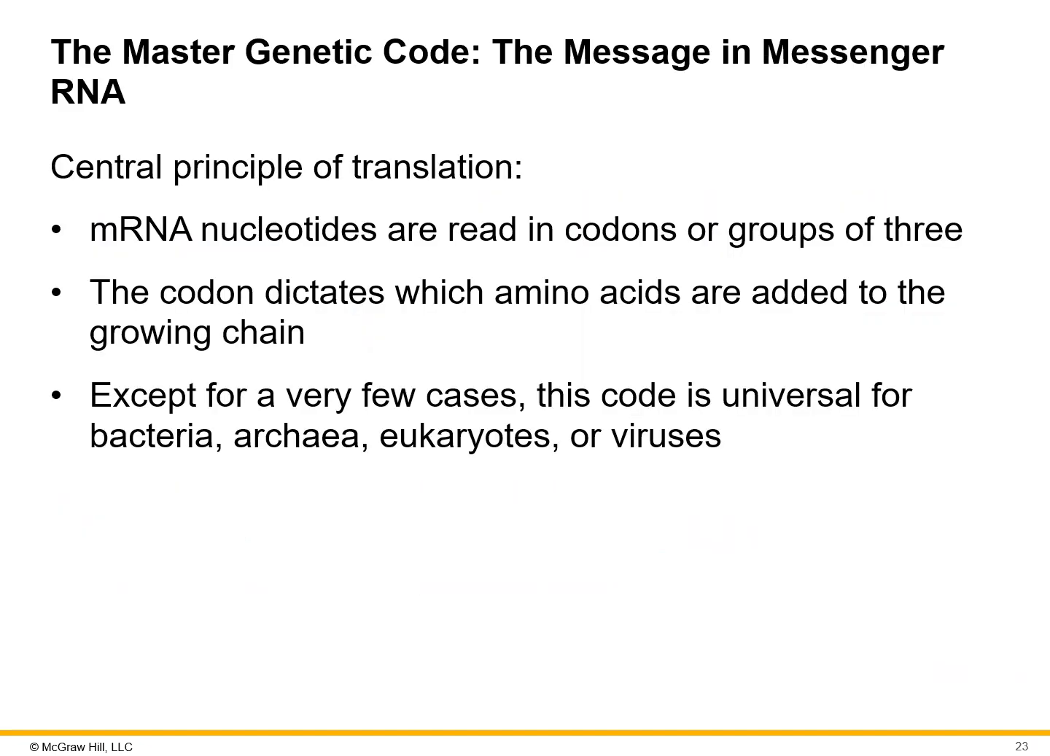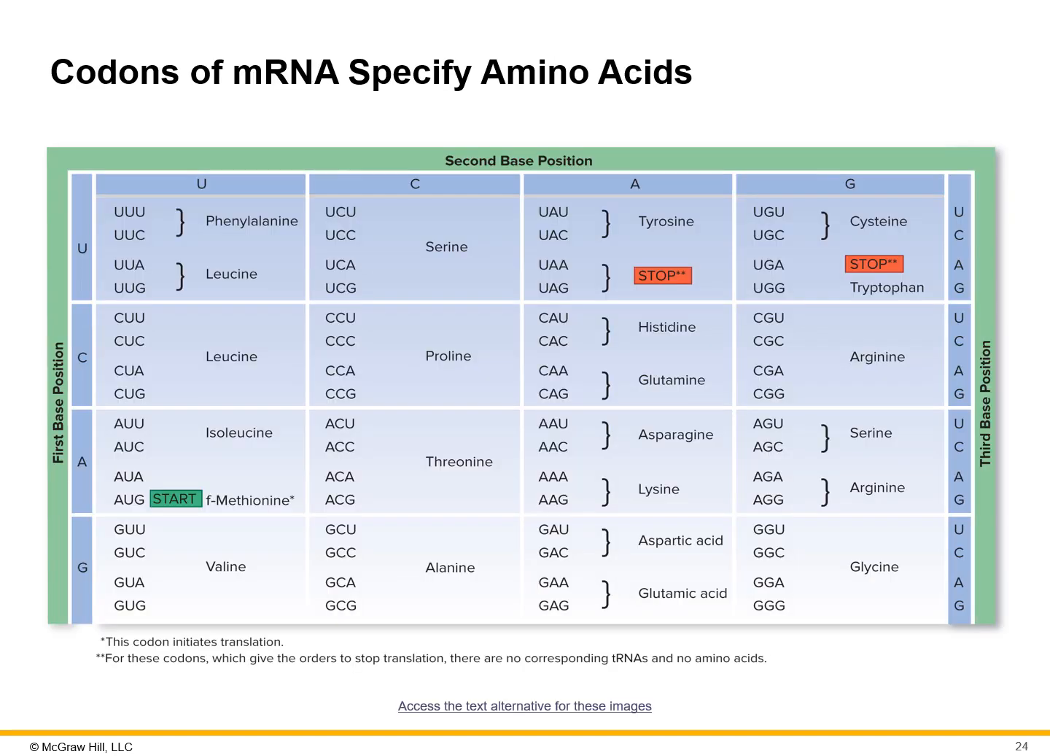All right, so the master genetic code, the principles then of translation. That messenger RNA, again, is grouped into groups of 3 called codons, and that dictates which amino acid comes in using that anticodon. Again, except for a few cases, that code is universal. So we know for every codon which amino acid it's going to bring in. And that is shown here in what's called the genetic code. So for every possible codon, this shows which amino acid would be brought in. And again, it's rather universal.